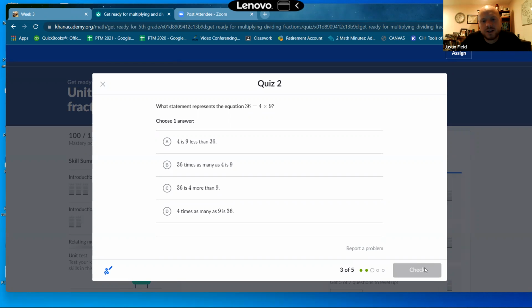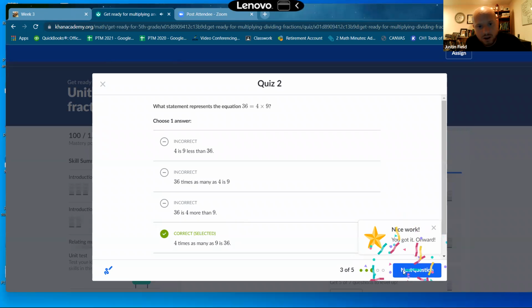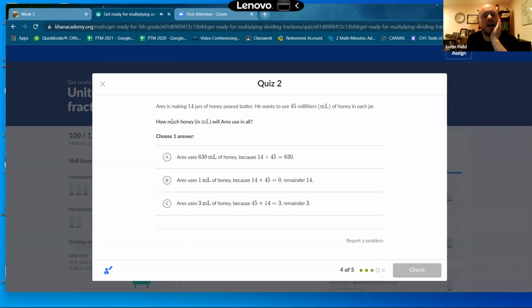What statement represents the equation 36 equals 4 times 9? So 36 is 4 9 times or something like that. 36 is 4 more than 9? No. I'm reading C. 36 times? No. 4 times as many as 9 is 36. Yes. It's backwards from what we read, but it's the same truth value. It's the same.